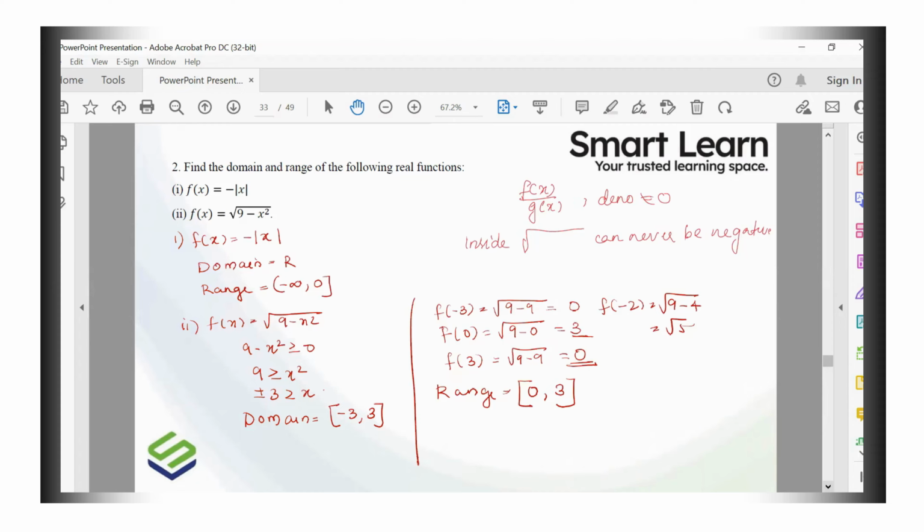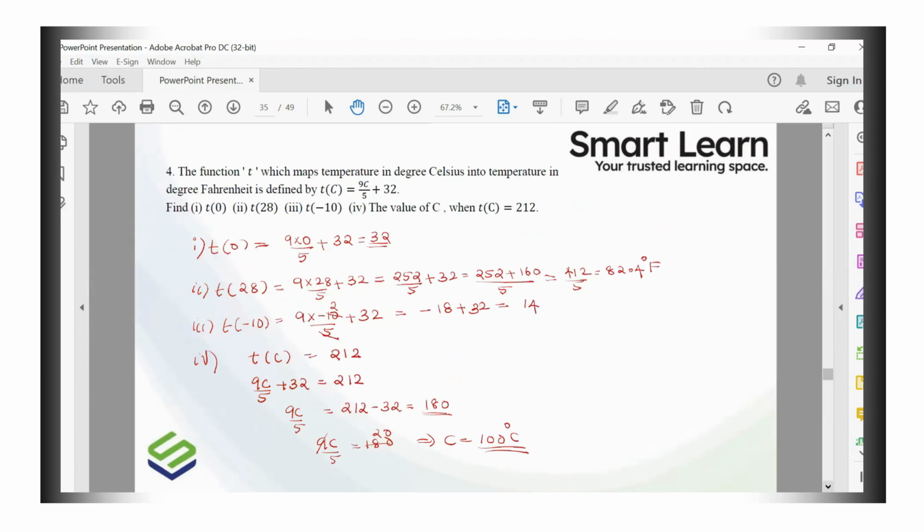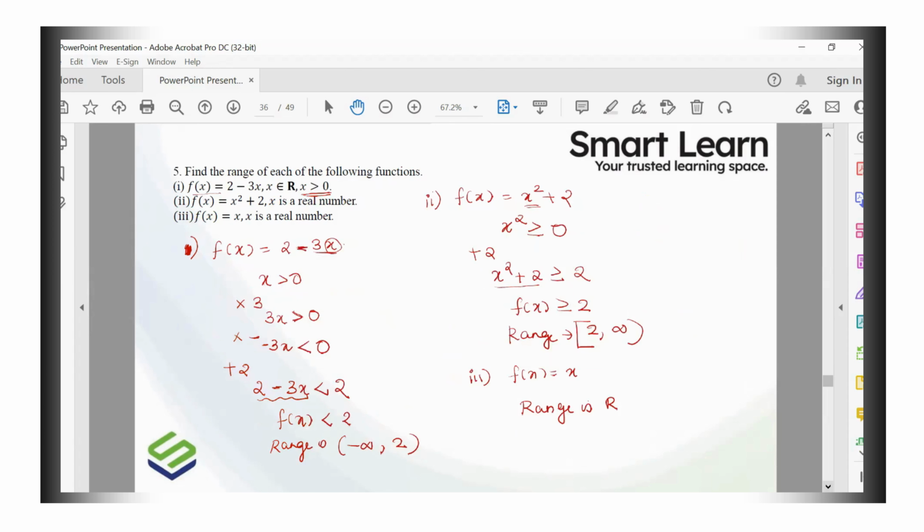That is the domain. When I put minus 3, what will come here? 9 minus 3 square, 0. Then I put in between one value 0. So it will be 9 minus 0, 3. Okay, 0, 3. When I put f of 3 also, answer will be 0. So the range will be between 0, 3 and including 0 and 3. These all are easy, okay children?